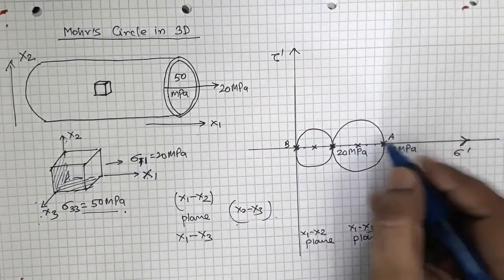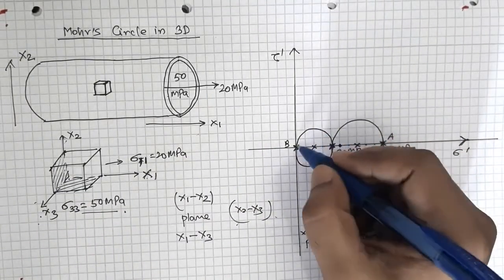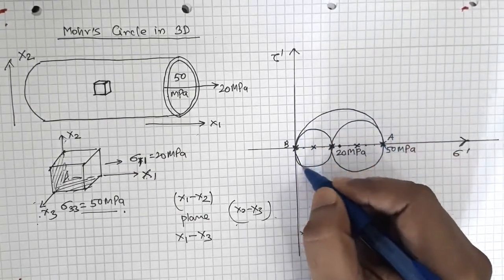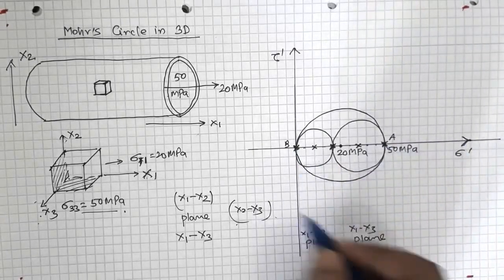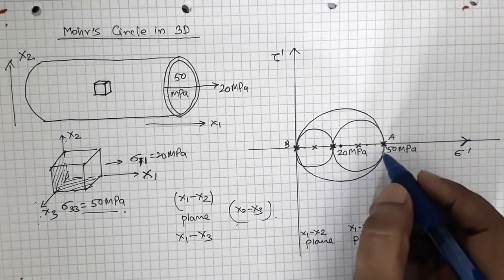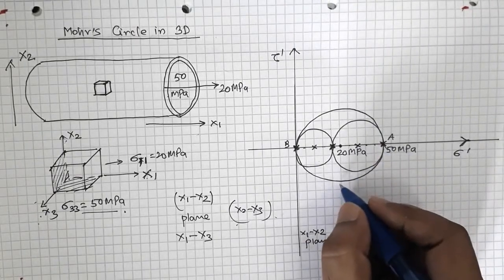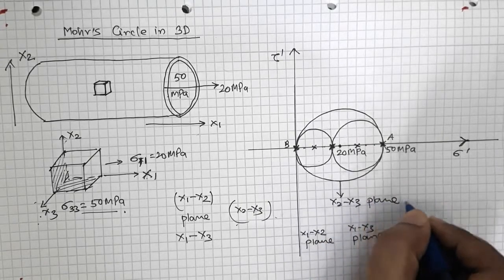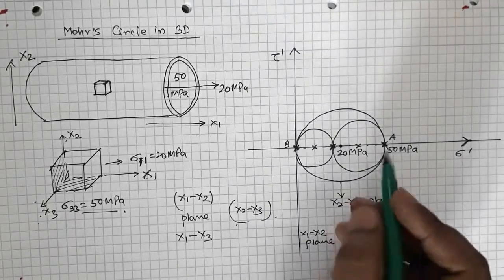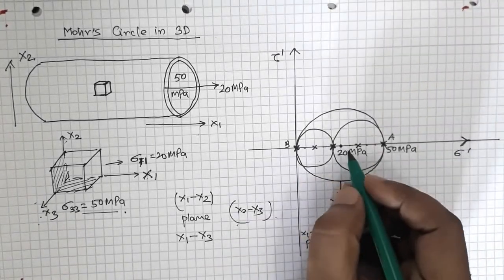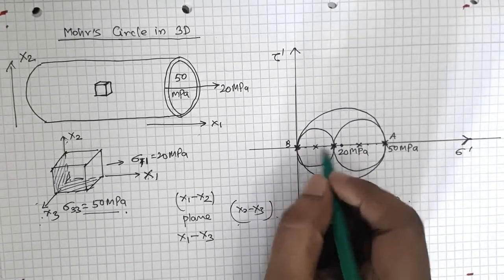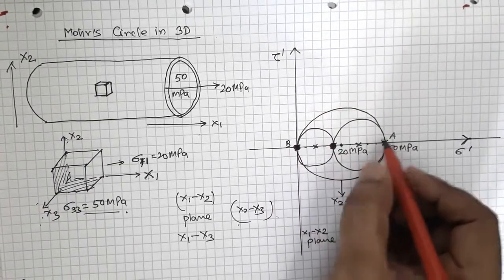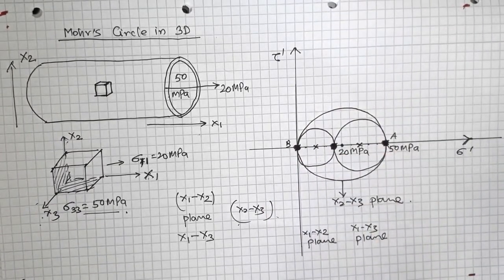So I need to draw a circle. This will be my center for that, and I will be drawing a circle which will look like this. Okay, so the bigger circle is the circle for the x2 x3 plane. Now in this case I have 3 shear stresses also. So I have 3 principal stress values. One is this, another is this, and the third one is this, right?